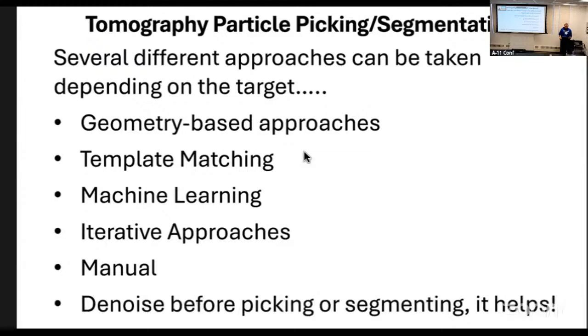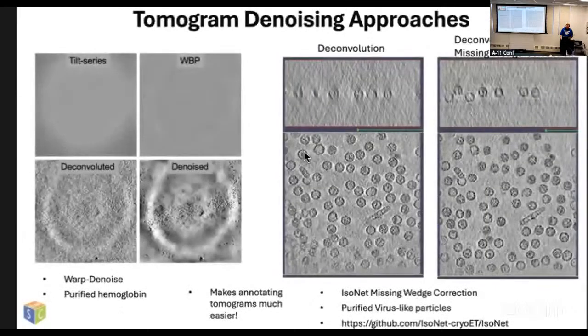And one of the things I like to do for everything for picking is actually denoise the tomograms. And the reason for that is because a lot of the time you have things in there you can't really actually see without denoising. So one of the things I did here a couple of years ago was actually look at a data set on just purified hemoglobin. So if you look at the tilt series, you literally can't see anything. And then just a weighted back projection on the tomogram and deconvolution, you really can't see anything, but if you denoise it, you can actually see all the hemoglobin particles on there. So it's a pretty drastic change.